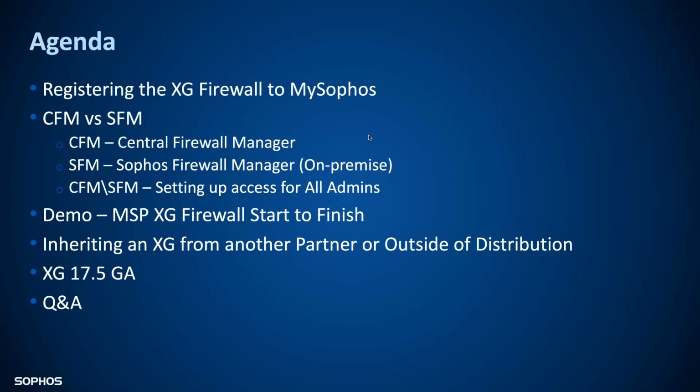So again, taking a look at the agenda here, we're going to go ahead and register the XG firewall. We're going to get that process started. We're going to discuss a little bit about SFM versus CFM. There are two options for you to manage as an MSP, and then we're going to get into the demo here. We are going to cover after the demo what happens if you inherit an XG firewall. Maybe there's a customer move from one MSP to another MSP, and they have to move and shift that over from another partner, or they bought it outside of distribution. What happens from there? Who to contact?